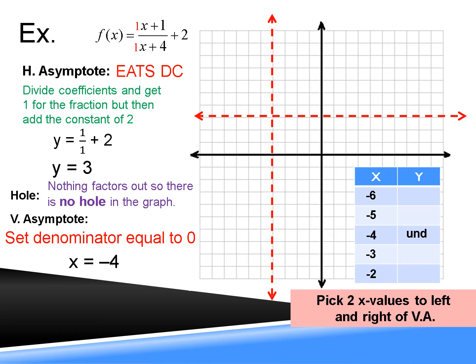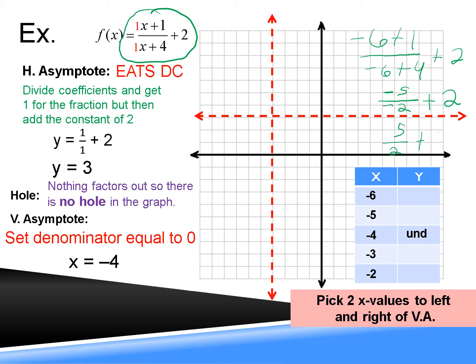To get the corresponding y values, anywhere I see an x, I'm going to plug in that x value. So let's do -6. So we would do -6 plus 1 over -6 plus 4, plus 2. So -6 plus 1 is -5 over -2, plus 2. Now, that would become 5 over 2 plus 2. You can change it to a decimal and say that's 2.5 plus 2, and you get 4.5.